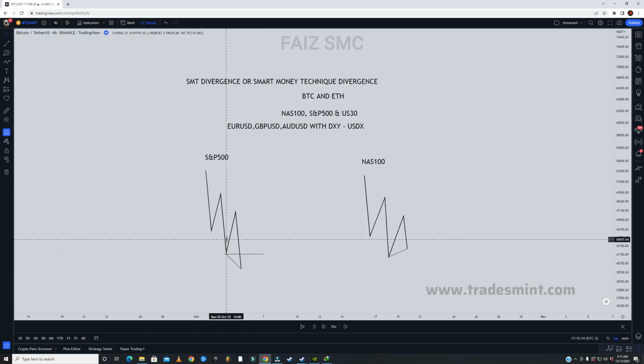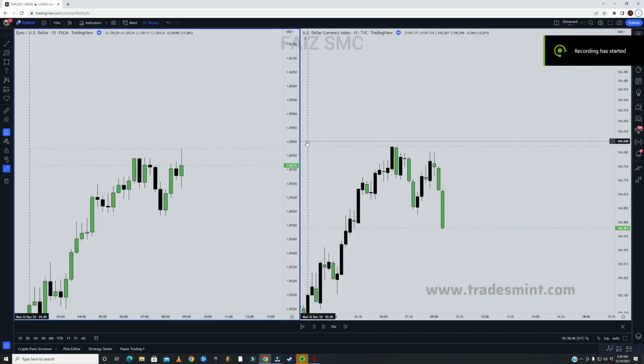So I will try to give you guys some examples, and I'll also give you some techniques that you can use with this strategy to increase the win rate. All right, guys, so here is example number 1. I'm looking at Euro USD and dollar index.